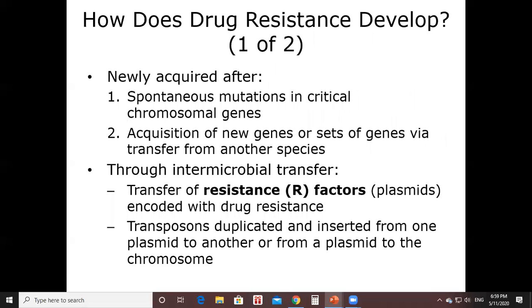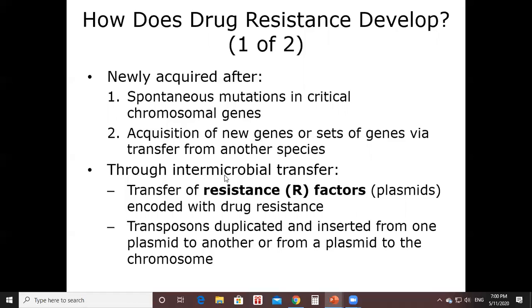So how does resistance develop? It's newly acquired after spontaneous mutations in critical chromosome genes. So sometimes you have mutations. That's where a lot of people think most of the resistance comes from. That is not where most of it comes from, but it can occur. Then you can have acquisition of new genes or sets of genes via transfer from another species. That's big. So they transfer from another bacteria. So they teach each other how to be resistant.